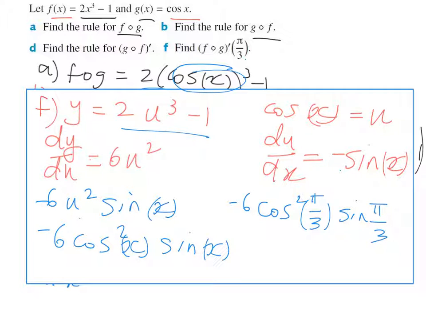Now, cos of pi over 3 is a half. I'm going to square that, and then multiply by negative 6, so we've got negative 6 over 4. Then I'm going to multiply that by sine of pi on 3, which is root 3 on 2. So from there we end up with negative 3 root 3 over 4. And of course that's something you can check with CAS.